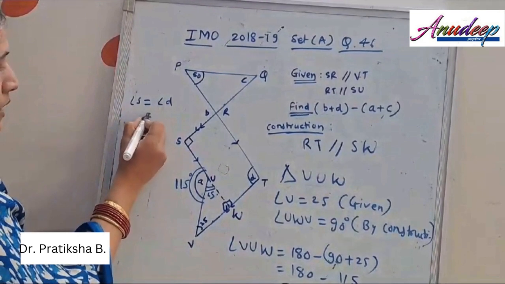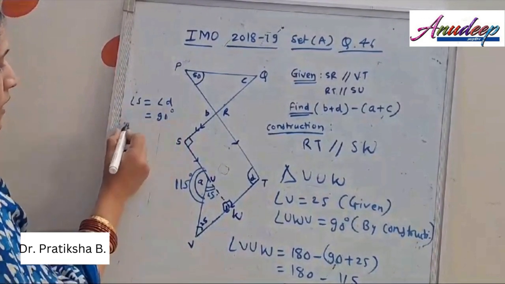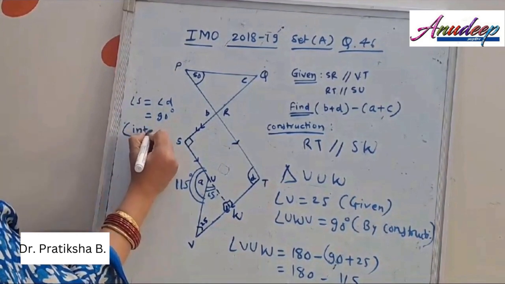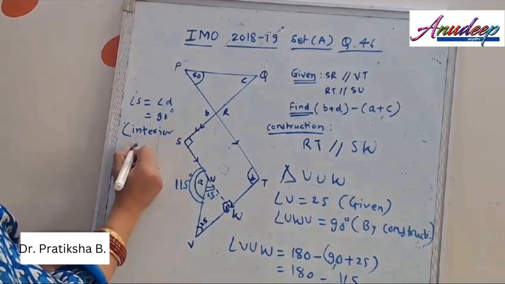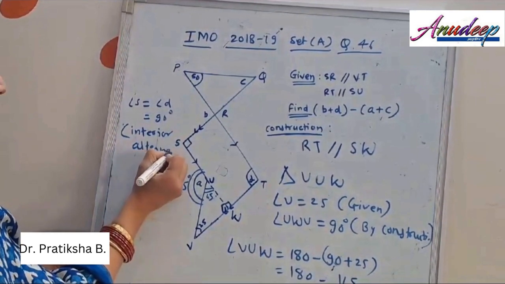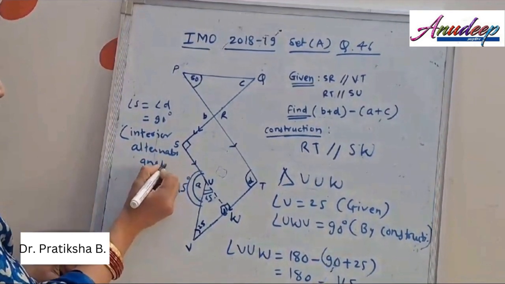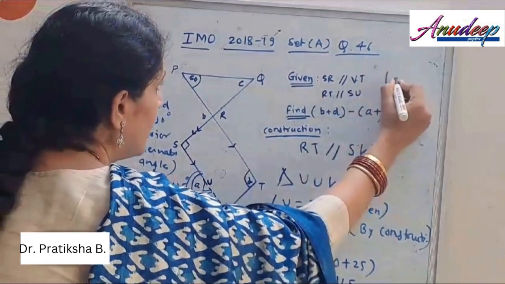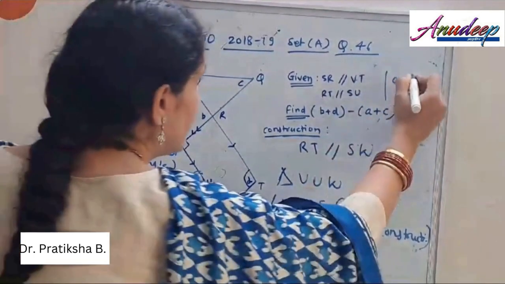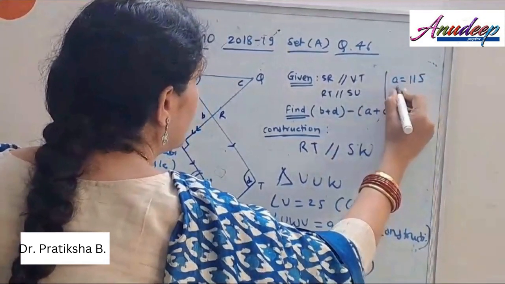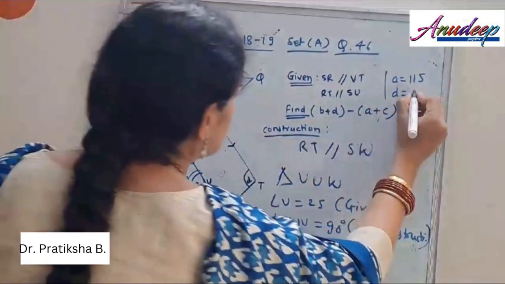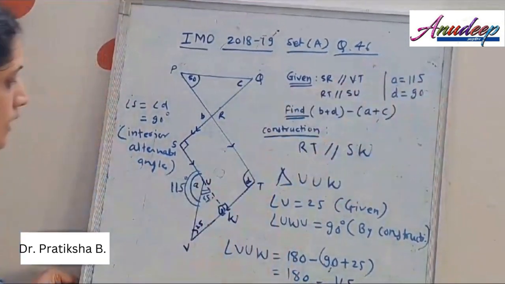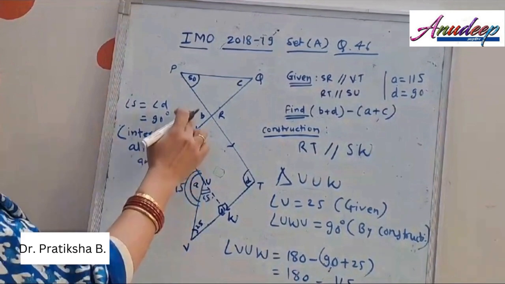So this will be equal to 90 degrees, and the reason for this is alternate interior angles. So we have obtained the value of A, that is equal to 115. We have obtained the value of D, that is equal to 90 degrees. Now let us see the remaining angles.